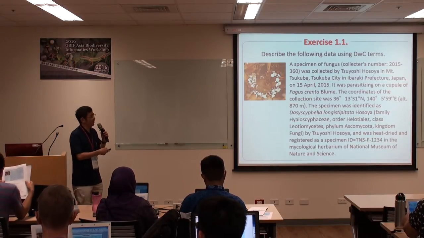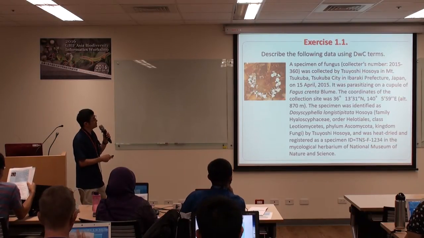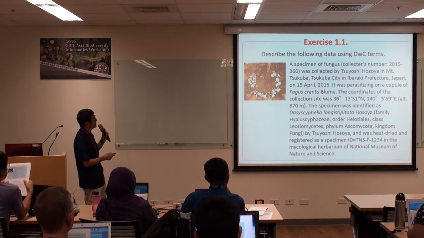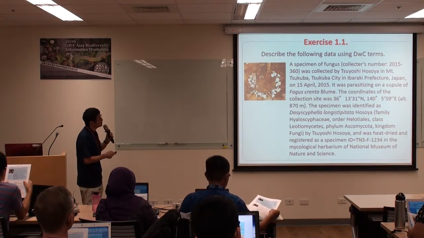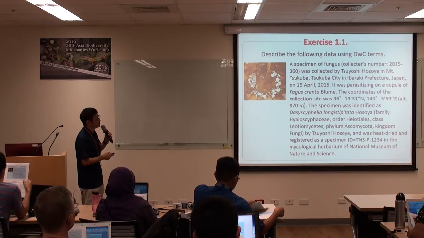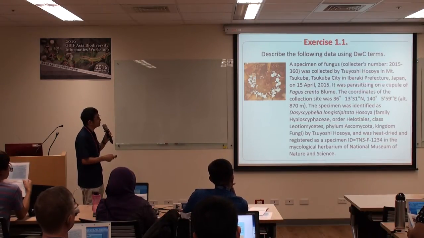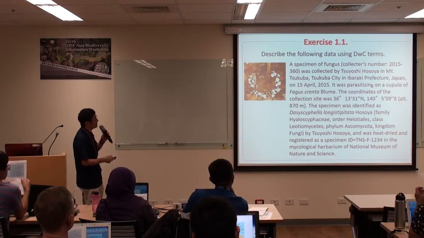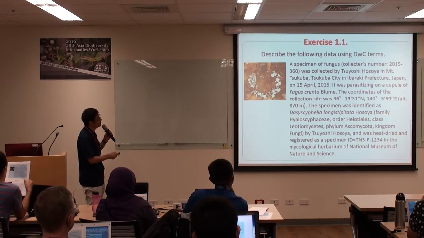A specimen of fungus, collector's number 2015-360, was collected by myself in Mount Tsukuba, located in Tsukuba City in Ibaraki Prefecture, Japan, on this date. And it was parasitizing on a tubule of Fagus crenata, this one.